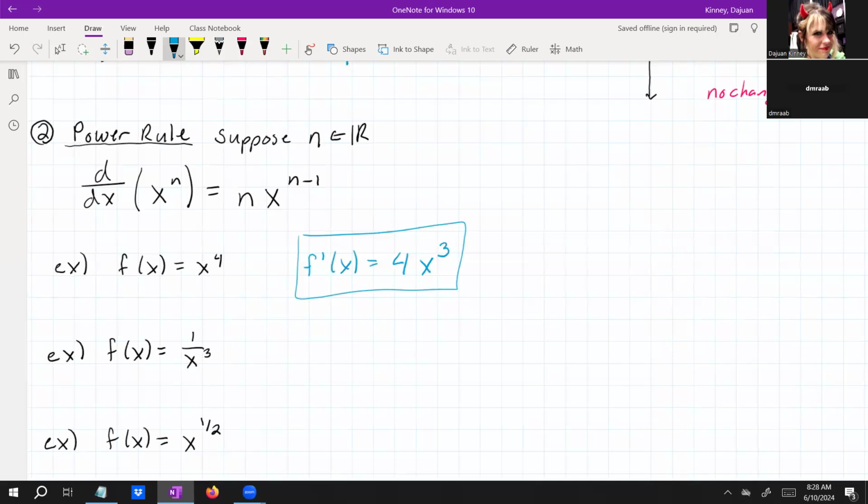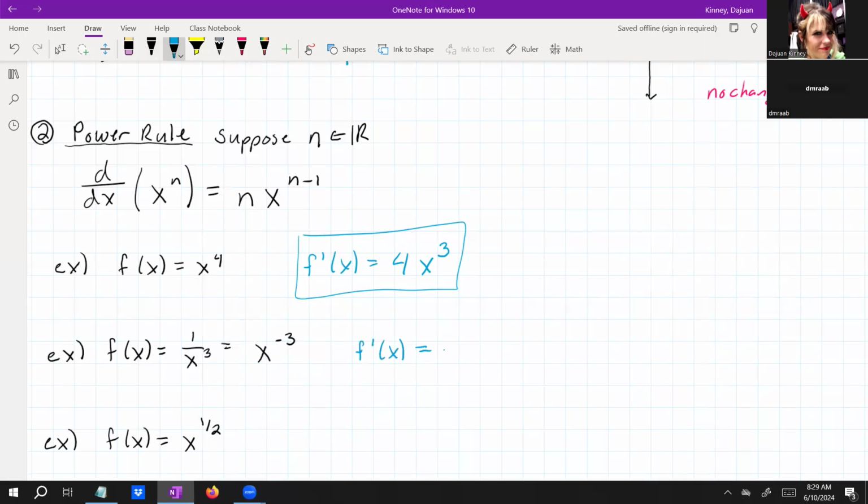For the next one, I have a 3 on the denominator. We can deal with that with a different rule that's coming up, but we can make this a simpler problem too. So I'm going to rewrite this. If we have an exponent on the denominator, we can bring it up, make it negative. So this is going to turn into x to the negative 3. And now I can take the derivative, and it works the same way. Just be careful of your signs.